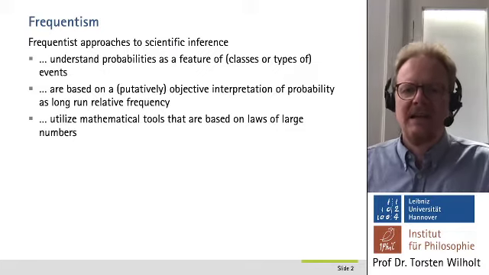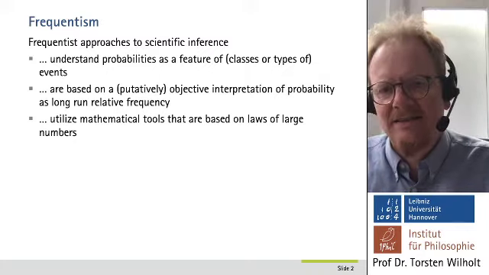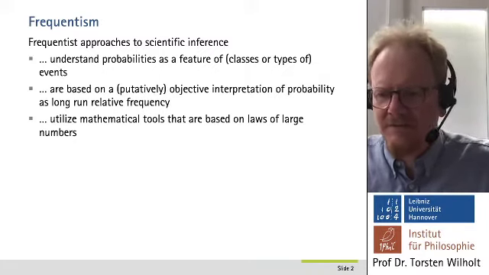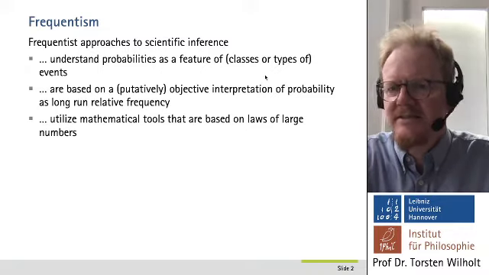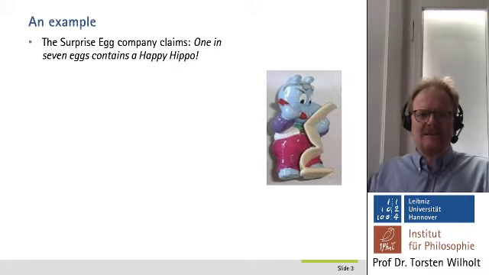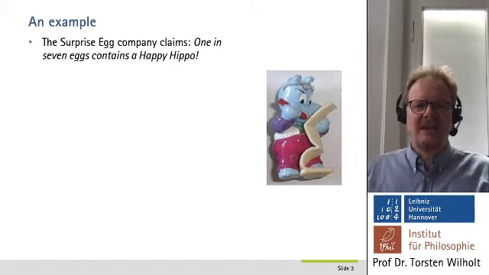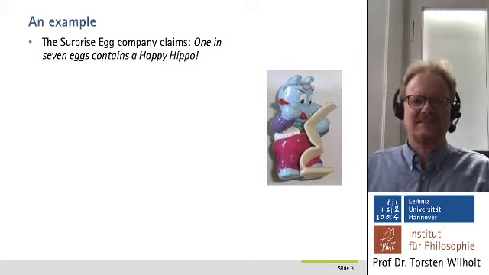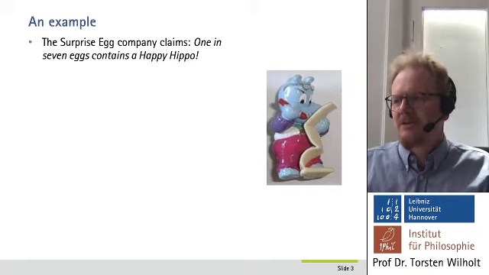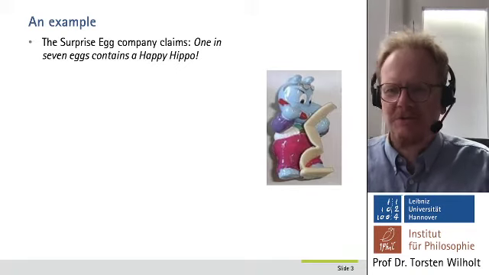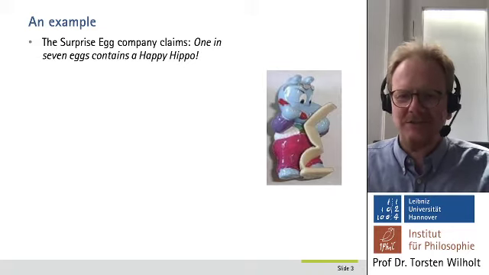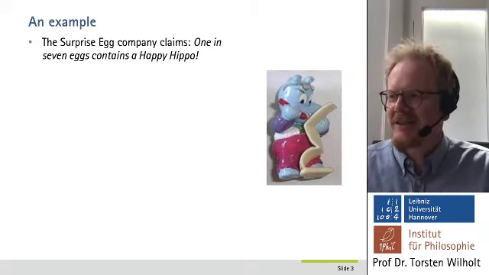So, like our texts, I am going to start with a simple example, and my example is the following. The surprise egg company claims that one in seven surprise eggs contains a happy hippo. Most of you are probably too young to remember happy hippos, but here you have an exemplar.